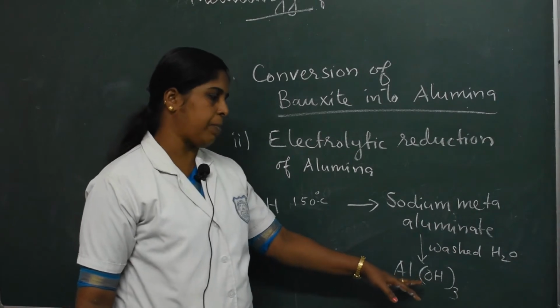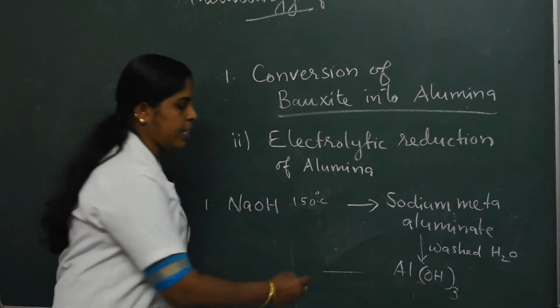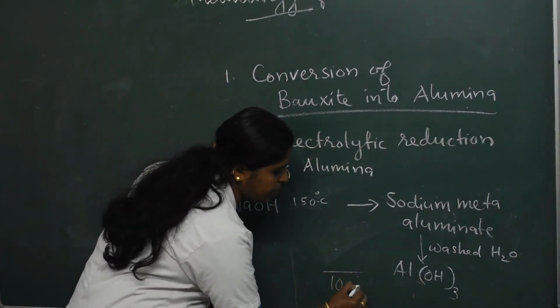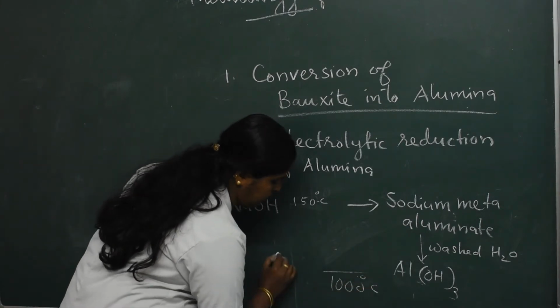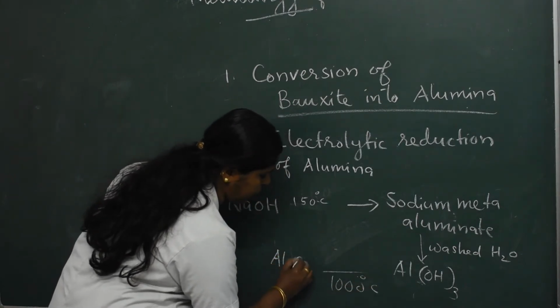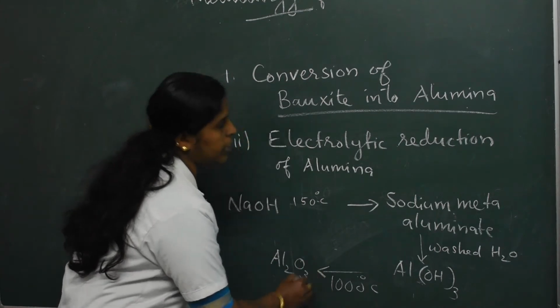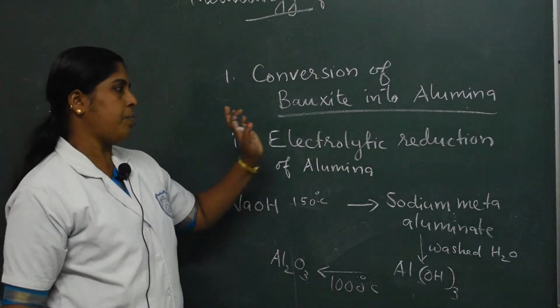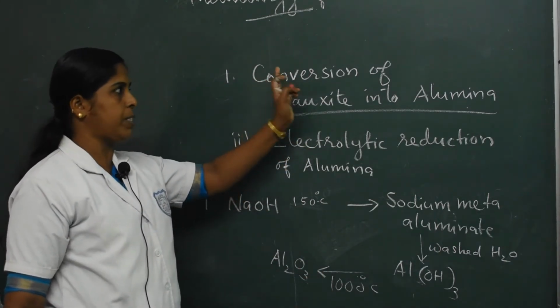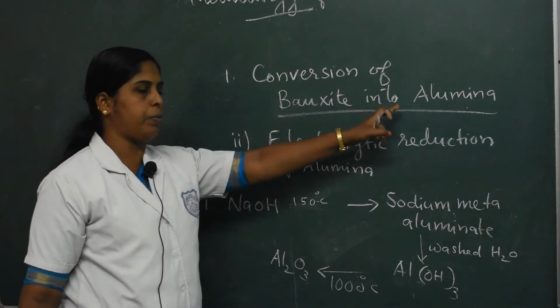Next, this aluminium hydroxide is heated at 1000 degrees Celsius to get alumina, formula Al2O3. This process is known as the Bayer process. The Bayer process means conversion of bauxite into alumina.